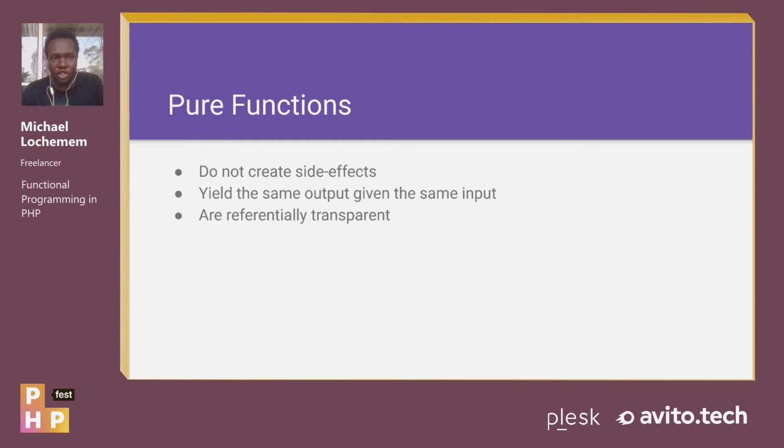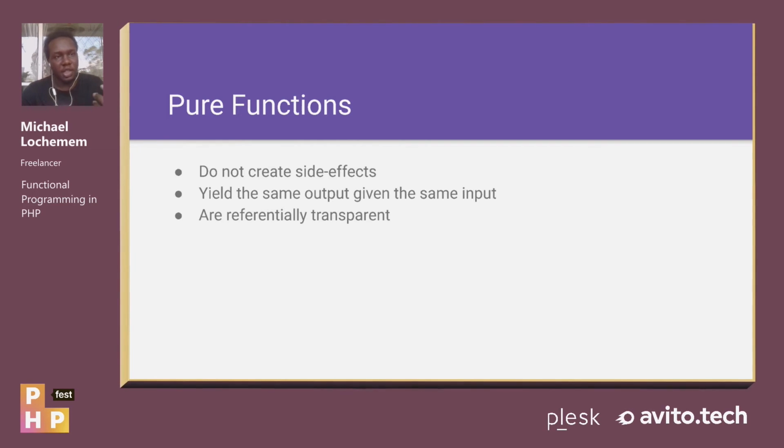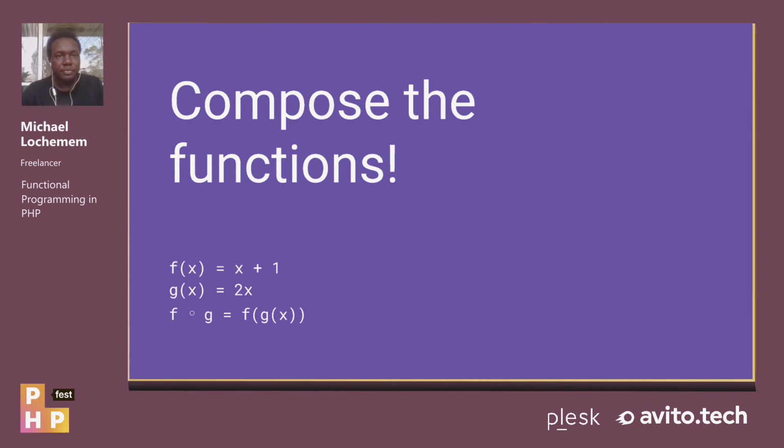So in summary, pure functions do not create side effects, yield the same output given the same input, and are referentially transparent, right? So if you cross-check any of the functions, any of the invocations, you get the same result: substitutable values for function calls, referential transparency, no side effects, no side causes. So pure functions, right? All right.